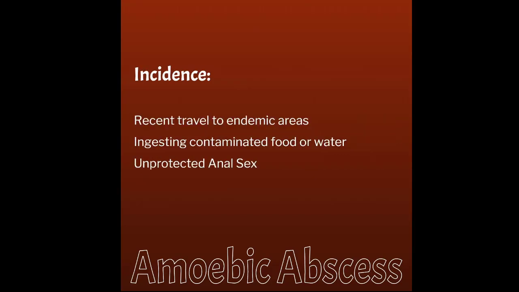Amoebic abscesses are commonly seen in patients who have recently traveled to endemic areas. These endemic areas are going to be places in which the food or water is contaminated. It can also have some incident rate connected to anal sex. We know that the entamoeba is found within the intestines, within the colon, which can then get transferred to a patient via the anus.